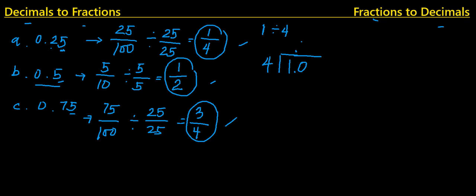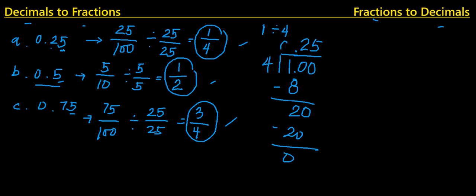10 divided by 4 is 2. 2 times 4 is 8. Minus, then we still have 2. Add an additional 0, bring it down. 20 divided by 4 is 5. 5 times 4 is 20. So we arrive at the answer 0.25, which is the same as what we had initially.